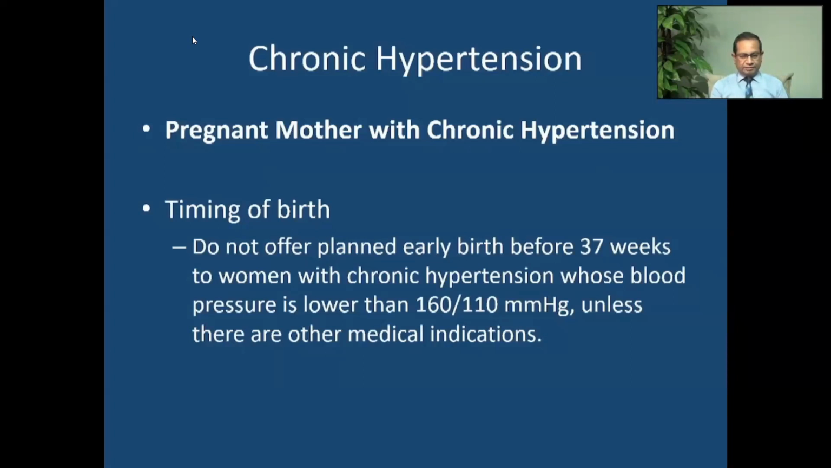Now the patient was diagnosed and we are continuing with the pregnancy and come to a conclusion about the timing of birth. What are we going to do about the delivery of this lady? The guideline says do not offer planned early birth before 37 weeks of pregnancy to women with chronic hypertension whose blood pressure is lower than 160 by 110 unless there are other medical indications. So you should not plan for an early delivery if the pregnant mother's blood pressure remains less than 160 by 110 and there are no other medical indications to go for an emergency section or early delivery.